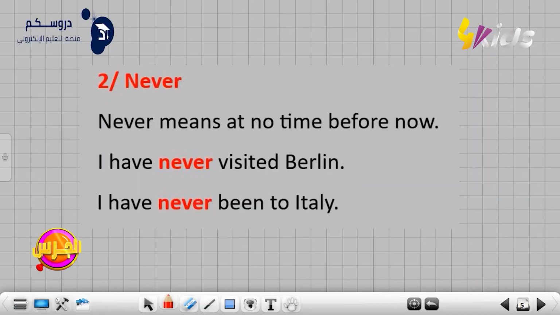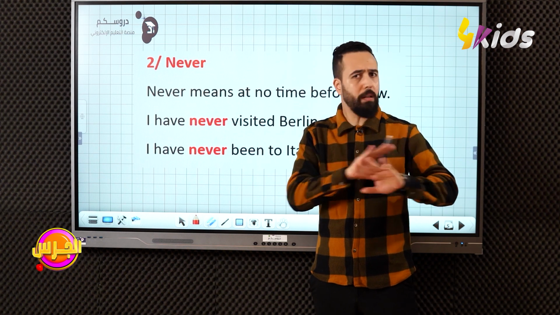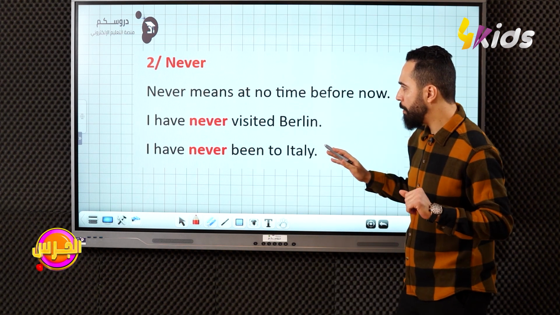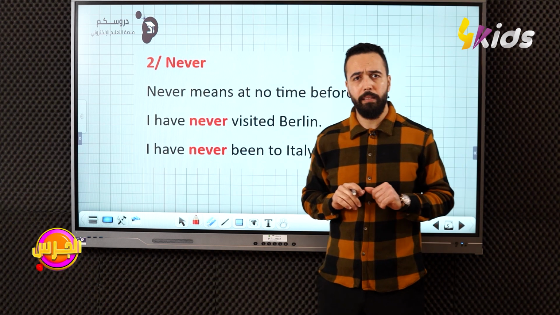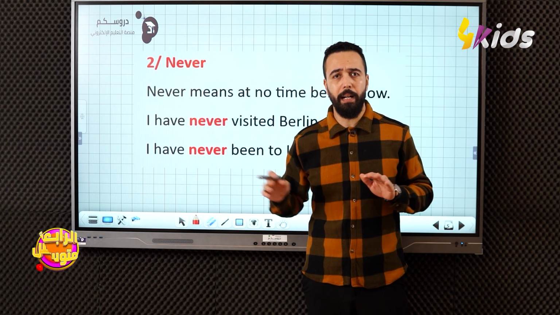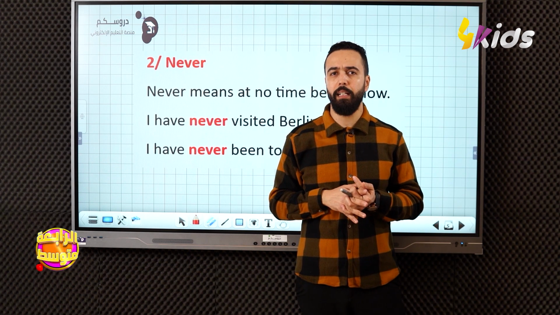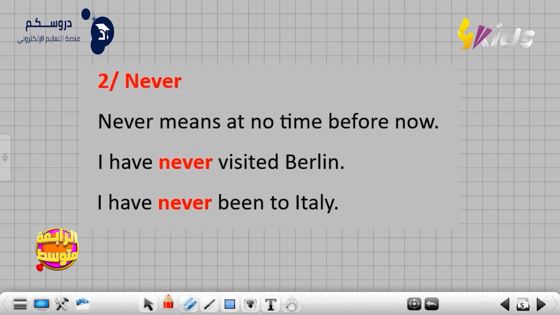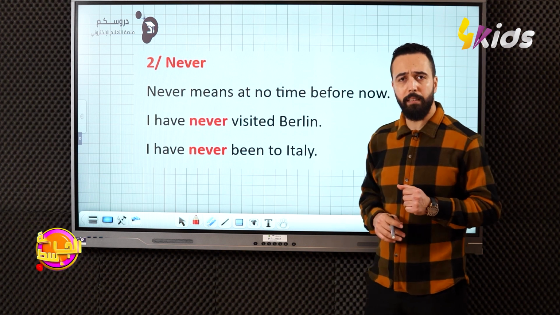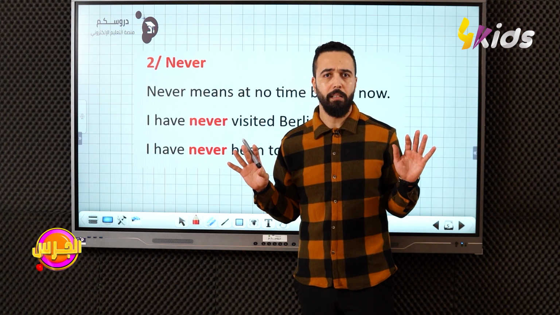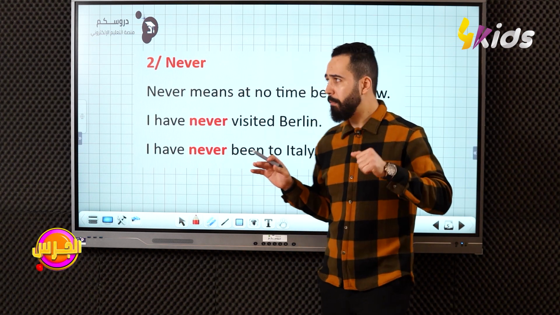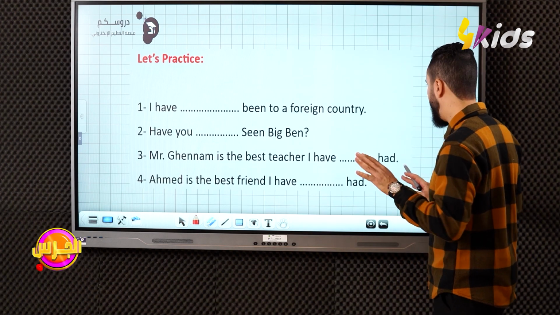Moving forward to the second one, never. Never means at no time before now. Let's take an example. I have never visited Berlin. At no time in the past have I ever visited Berlin. So I have never visited Berlin. Another sentence: I have never been to Italy also. I have never been to Italy in my life. Good, perfect. So never is clear.